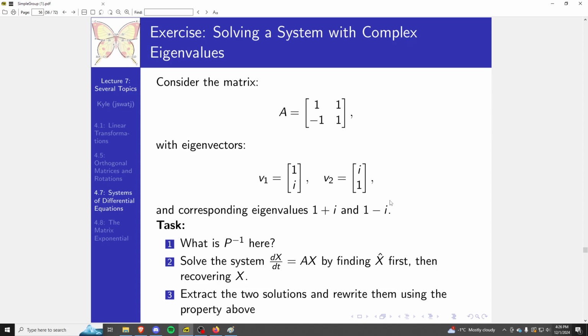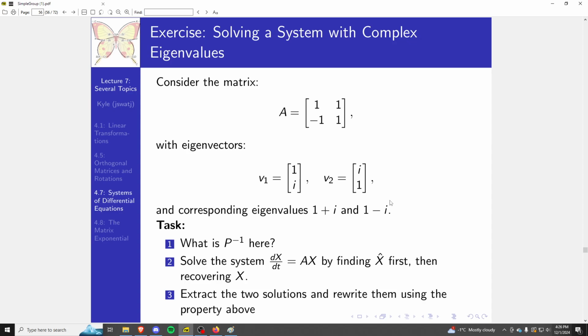So consider the matrix A = [[1, 1], [-1, 1]], and let's say we have the eigenvectors (1, i) and (i, 1) with corresponding eigenvalues 1 plus i and 1 minus i. And so I would ask you guys to find P inverse and solve the system by finding x hat and recovering x and extracting these two solutions, but we're going a little bit over time. So I'll just run through the solution to this. But if you're watching on YouTube, then pause the video and try it.